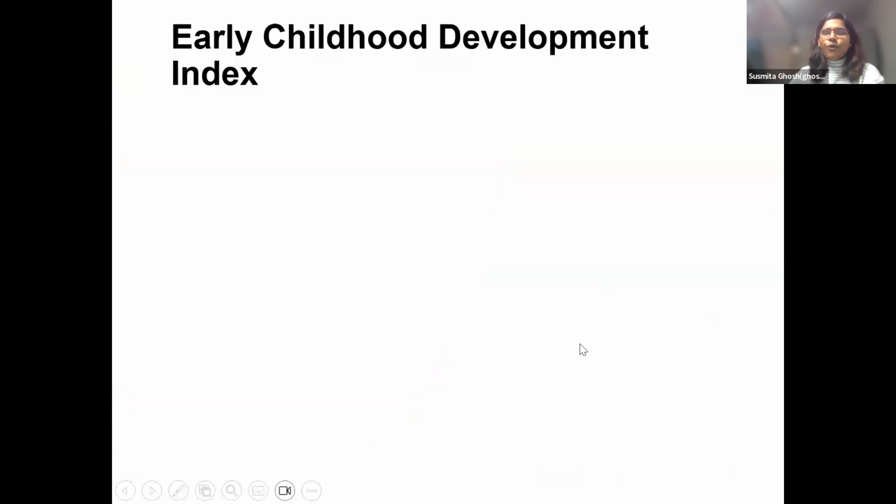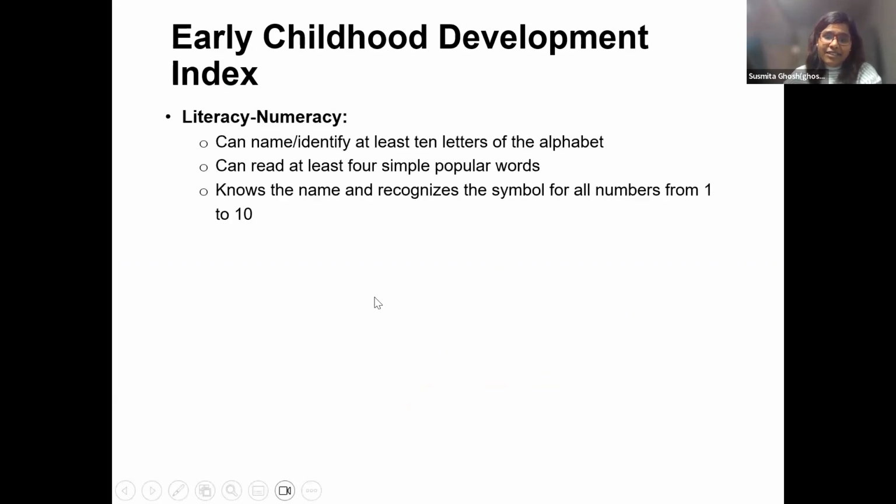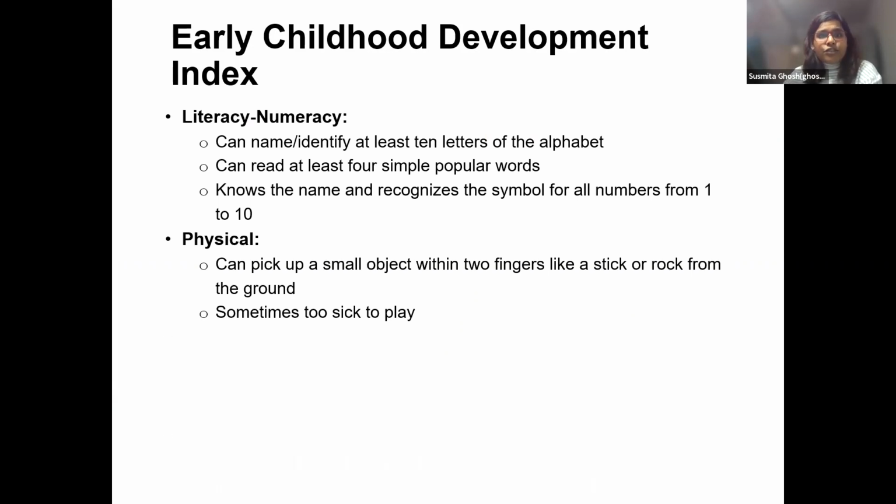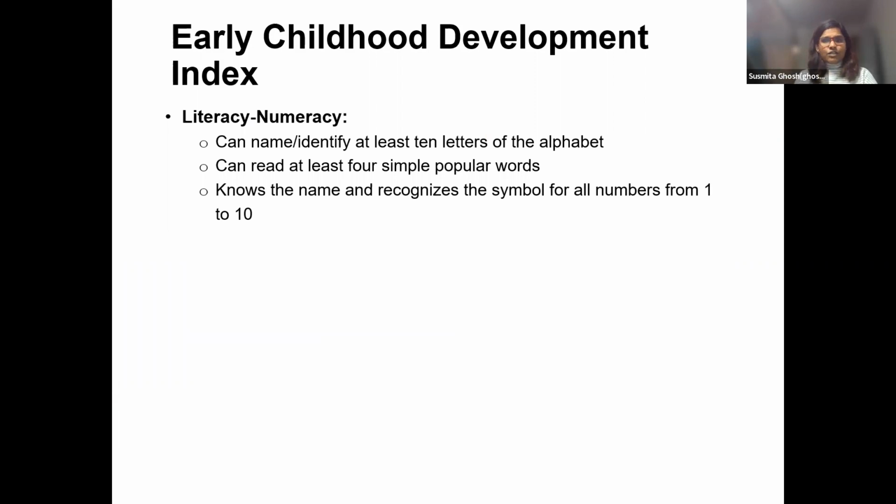So there are four developmental domains used in the early childhood development index. These are literacy-numeracy, physical, socio-emotional, and learning. So in these domains, as I mentioned in my earlier slide, this is the method where we ask some questions to parents or caregivers, and based on their reports, we develop that index.